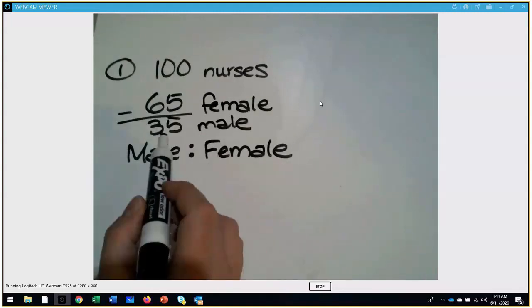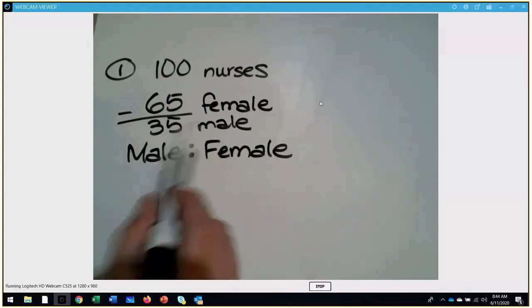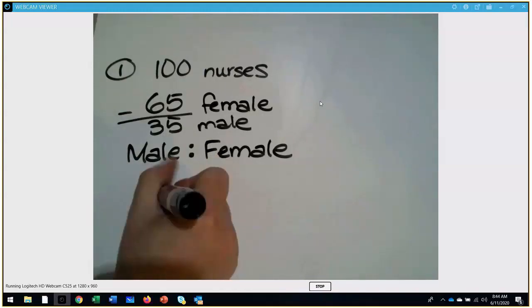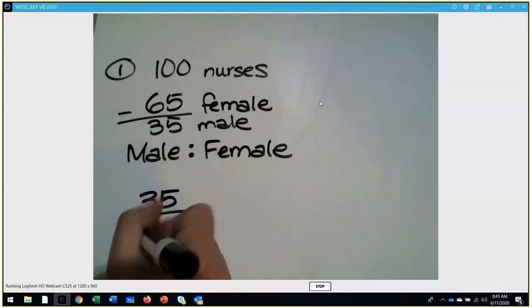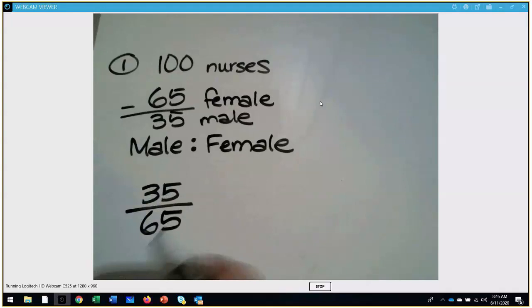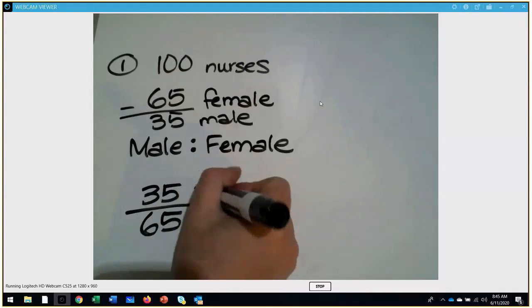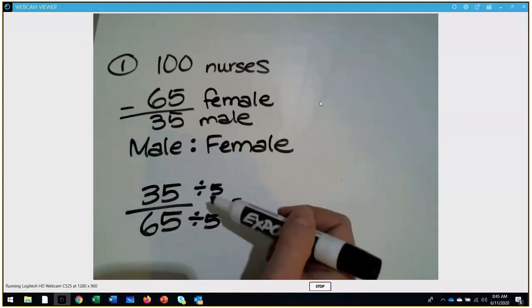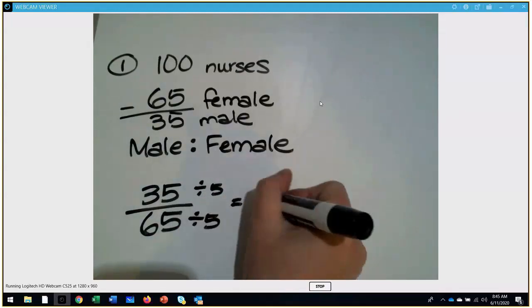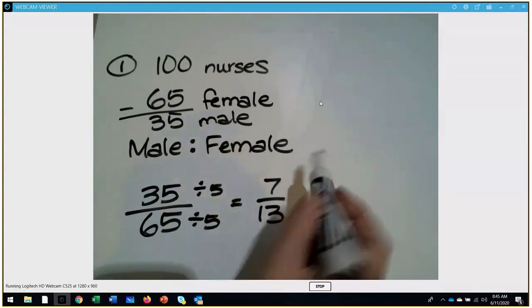So now I got to give it in the right order. And I have to give it in simplest terms. So I'm going to go to the males first over the females. And then I need to simplify this just like it's any other fraction. They're both divisible by 5. So 35 divided by 5 is 7. And 65 divided by 5 is 13. So here's my ratio in lowest terms.